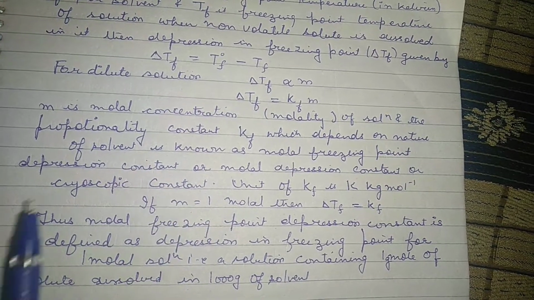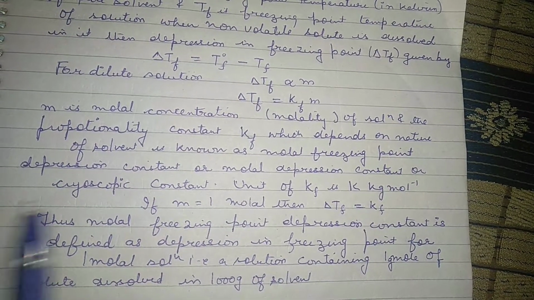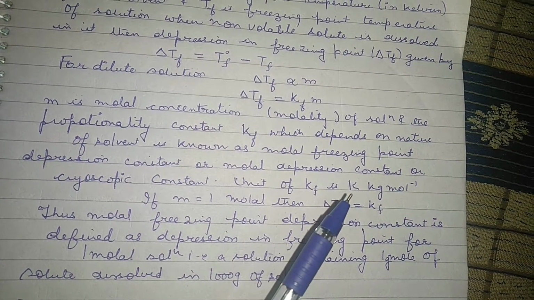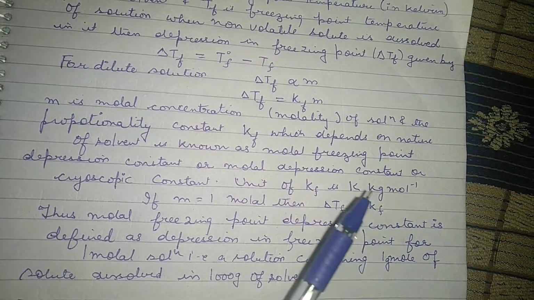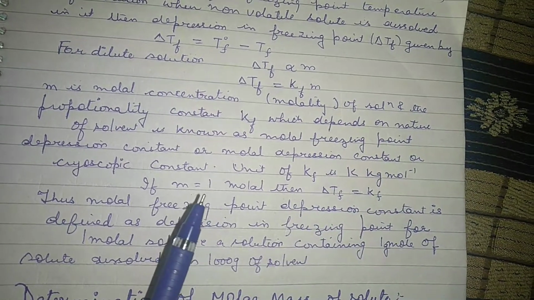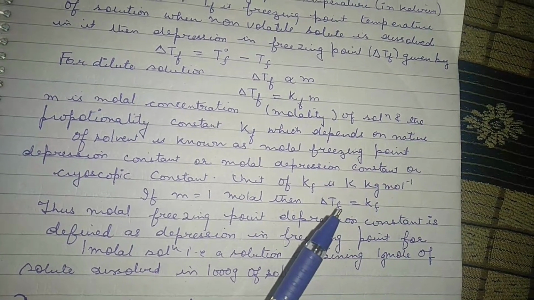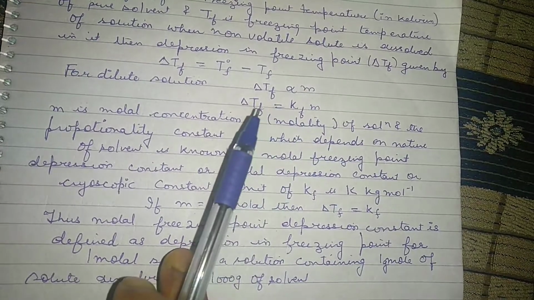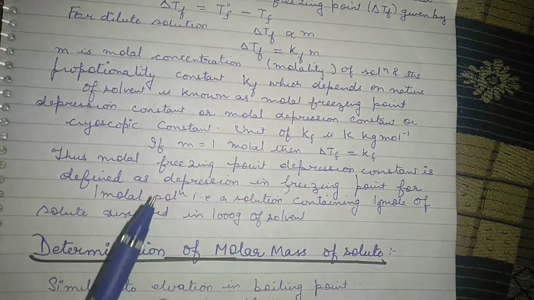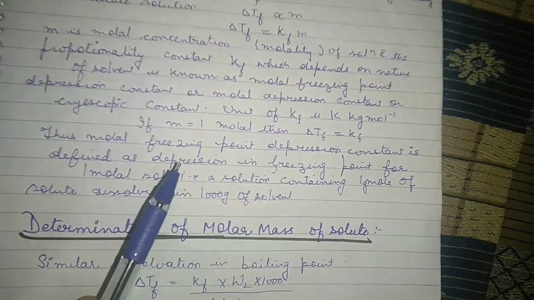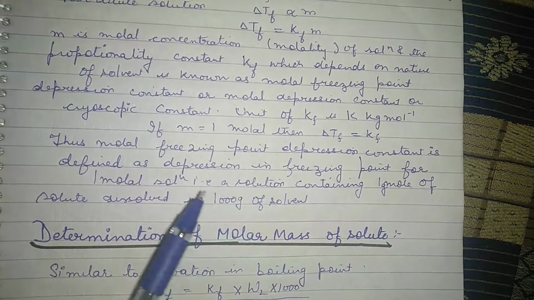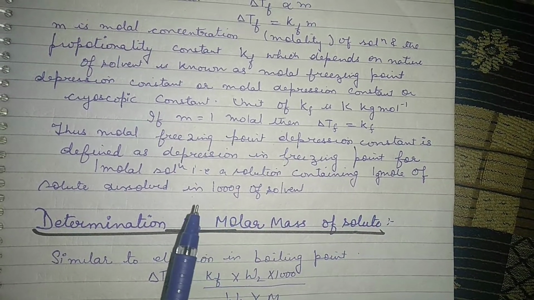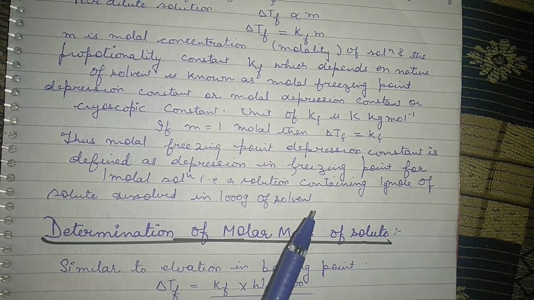Okay, and that one was known as ebullioscopic. Here it is considered as a cryoscopic constant, and the unit of Kf is Kelvin kg per mole. If m is equal to 1, then delta Tf will be equal to Kf. So the molal freezing point depression constant is defined as the depression in the freezing point for a 1 molal solution, that is the solution containing 1 gram mole of a solute dissolved in 1000 gram of a solvent. So this is the definition.